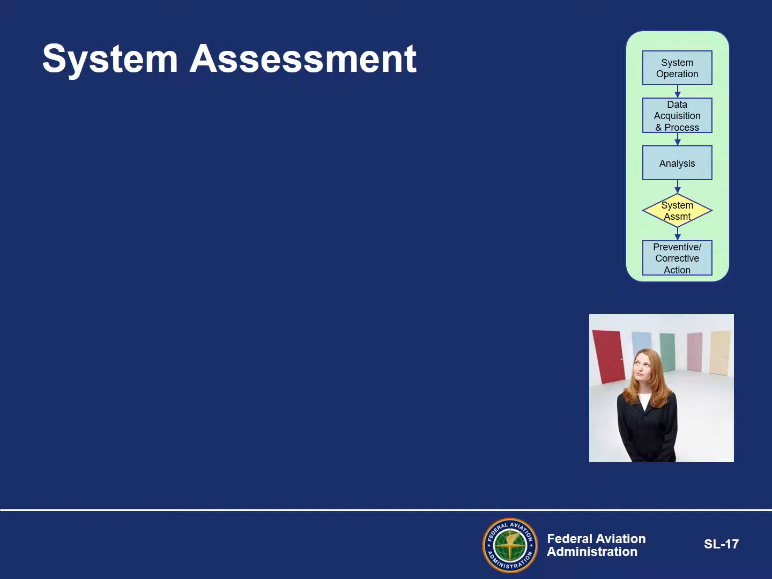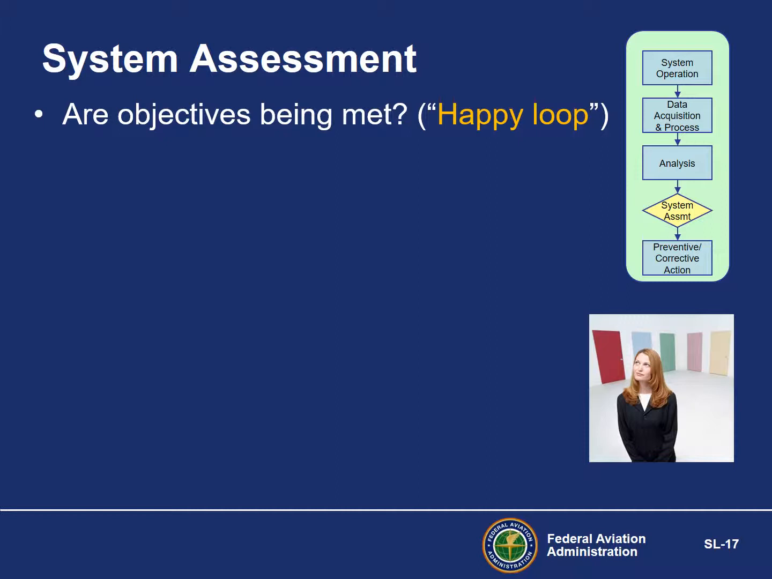System assessment, the fourth step in the safety assurance process. System assessment applies value judgments to the situation, as understood in terms of available information and the decision maker's past experience. This is where questions such as, is the situation or risk acceptable, and are goals and objectives being met, are asked and answered. There are three possible options for the decision makers during system assessment.